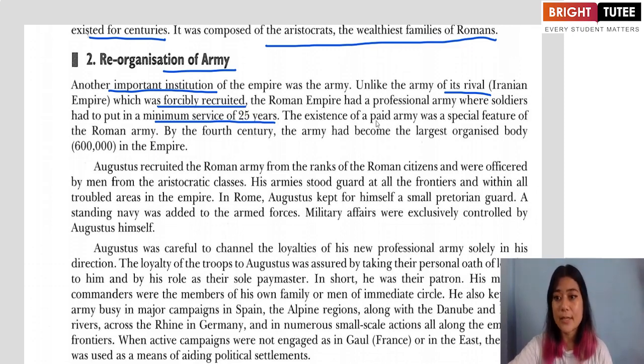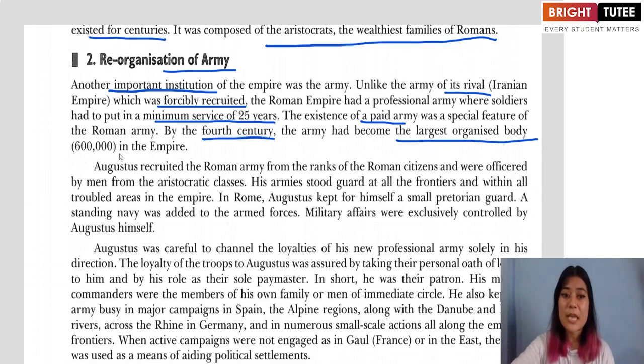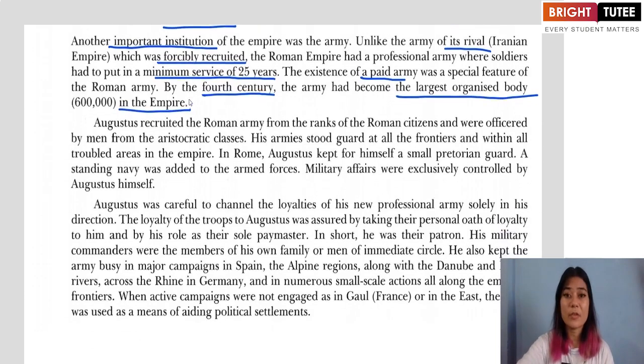And they were paid. The fact that the soldiers in the Roman army were paid by the emperor was the special feature of the army itself. In the other empires, the army was not paid. They enjoyed other benefits, but they were not paid regularly. By the 4th century, the army of the Roman Empire had become the largest organized body in the whole empire.